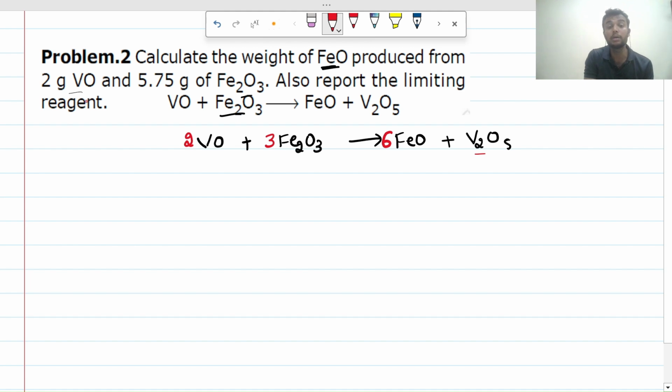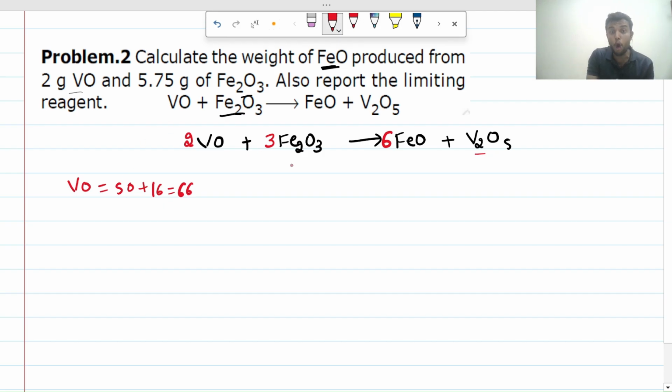Let's calculate the number of moles of VO and Fe2O3. First, let's calculate for VO. For that, we need the molecular weight of VO, right? What is the molecular weight of VO? What is the atomic number of vanadium? It is 23, right? It is a D block element, 23, and its atomic weight is 50. Correct. Now oxygen 16. 50 plus 16, how much? It is 66. This is the molecular weight of VO.